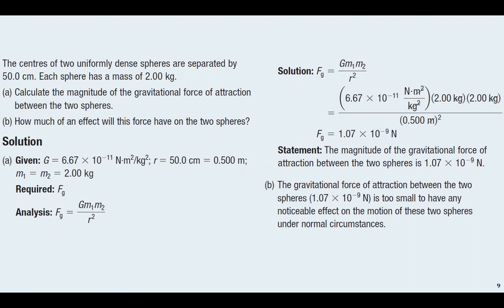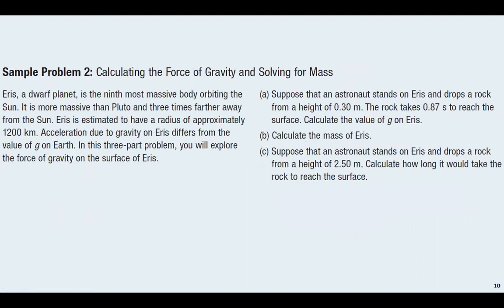Okay, if you don't have any questions, let's consider another problem: calculating the force of gravity and solving for mass. Eris, a dwarf planet, is the ninth most massive body orbiting the sun. It's more massive than Pluto and 3 times farther away from the sun. Eris is estimated to have a radius of approximately 1,200 kilometers. Acceleration due to gravity on Eris differs from the value of g on Earth.